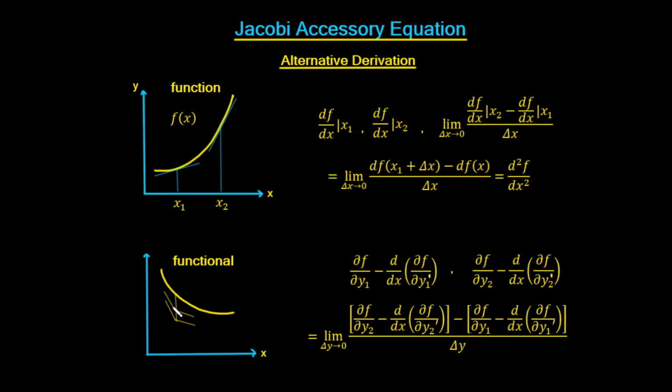So in effect, having a position here and then having a position here and having the change in position, which is this little distance here, this is analogous to the simple function example where we have a position x1 and a position x2 and a distance between them of the delta x. But now we're not adding on this distance here, we're adding on a variation in the y direction.